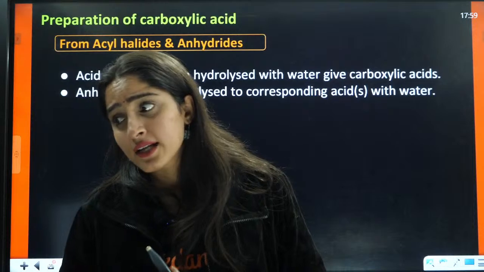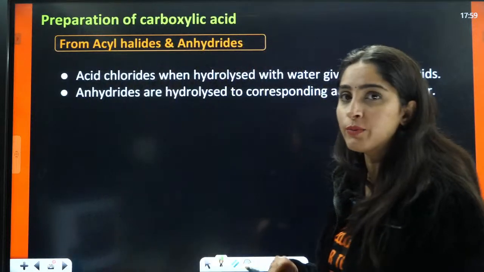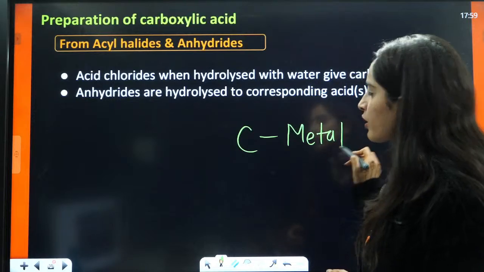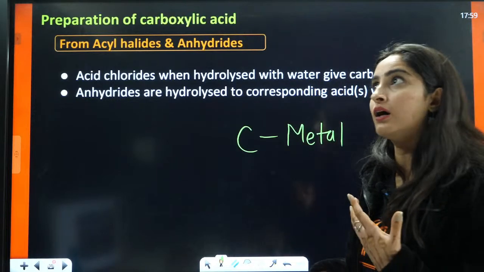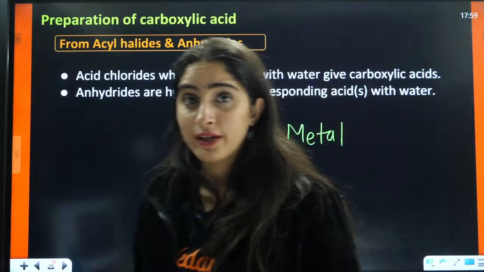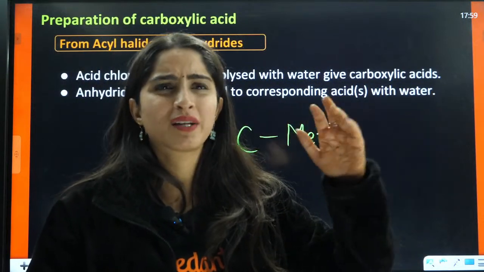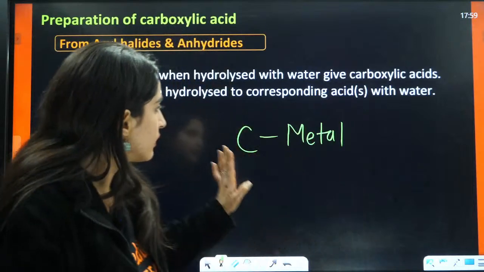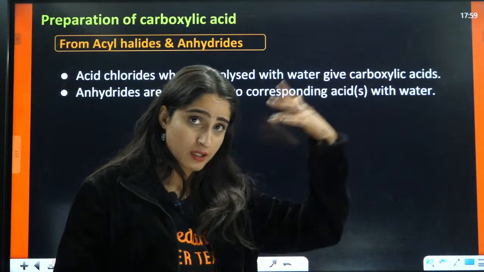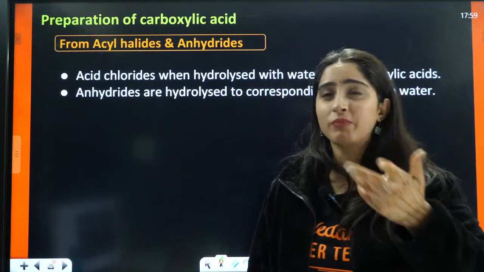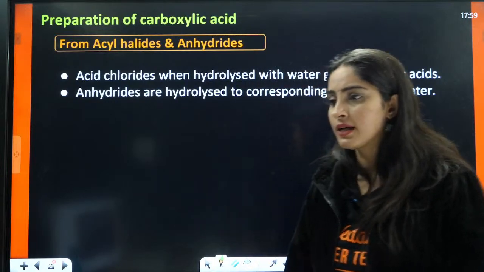Yes, definitely, that is an organometallic compound. Organometallic compounds are those in which carbon is connected to a metal, right? Like Gilman's reagent. There is a proper study of organometallic compounds, but that is not in your syllabus. You will see the study of organometallic compounds at MSc level, not even in BSc, right? It is in MSc.